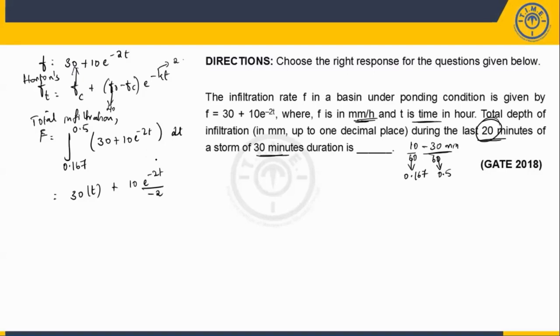Yes or no? So plus will become minus. 10 by 2 is 5, so 5 e power minus 2t, with the limits 0.167 to 0.5. Substitute and tell me the answer. Take 2 minutes or a minute. Tell me the answer.